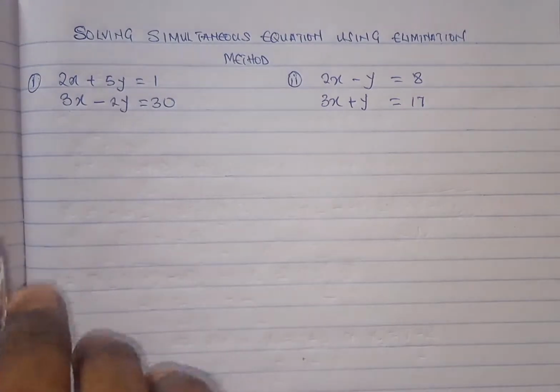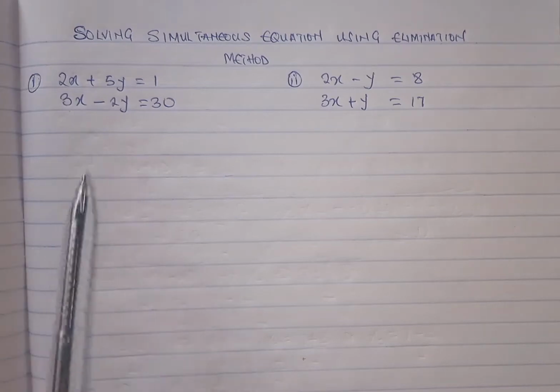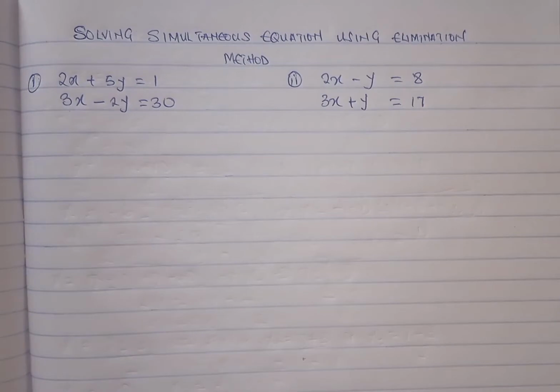We have different methods. We have the elimination method, the substitution method, the matrix method, the determinant method, and a lot of methods, like even the graphical method. But today we're going to be solving this kind of equation using the elimination method. From the word elimination, what you need to do is eliminate one of the variables first, then when you find one, you substitute it to find the other. So that's the meaning of elimination.